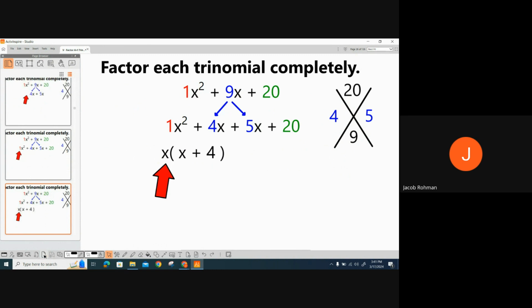So we take the first two terms, factor out the GCF of x. That's going to leave us with x plus 4. And then we find the GCF of the last two terms, which is going to be 5, and that leaves us with x plus 4 in the parentheses.